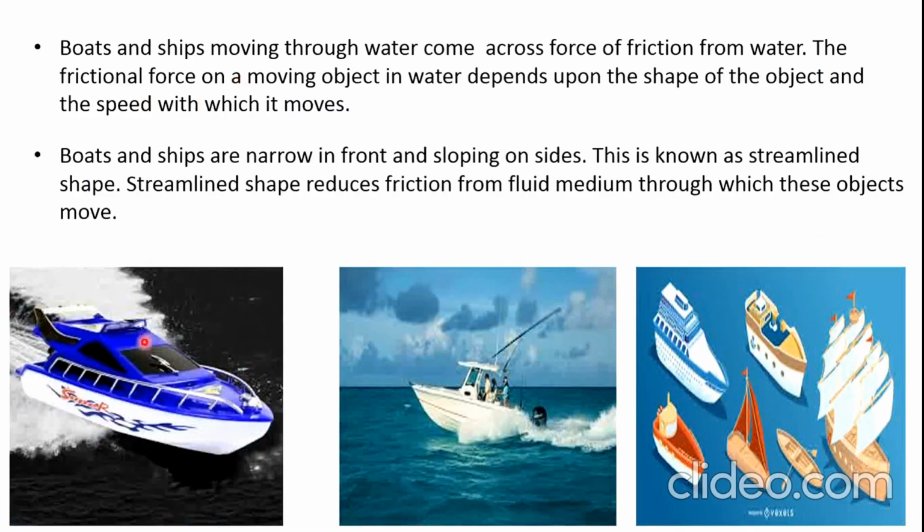Boats and ships move through water and come across force of friction. This frictional force in water depends upon the shape of the object and the speed with which it moves. Usually boats and ships are narrow in front and sloping towards the sides. This is known as streamline shape. These are designed in a special way so that it reduces friction from the fluid medium through which these objects move.